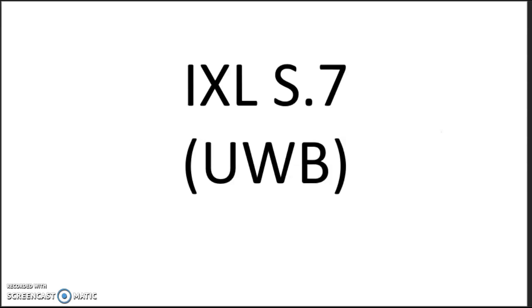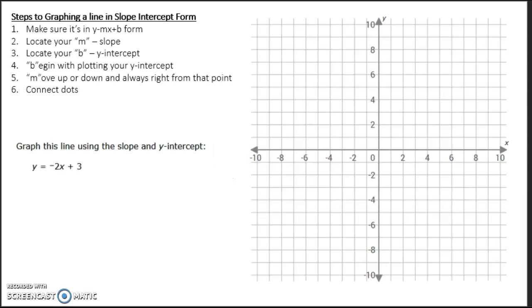All right, so this video is for IXL S7 or UWB. We have been really building up to this moment. We've been mastering slope-intercept form. We've been picking it apart, finding the slope, finding the b, creating equations with the y and the b. And now we're finally getting to the point where we can graph it.